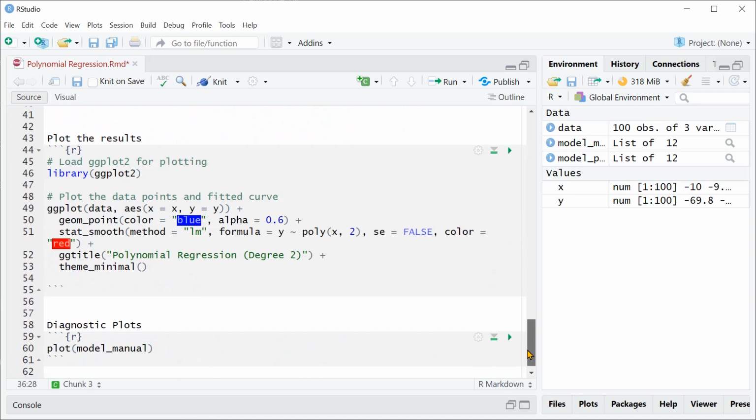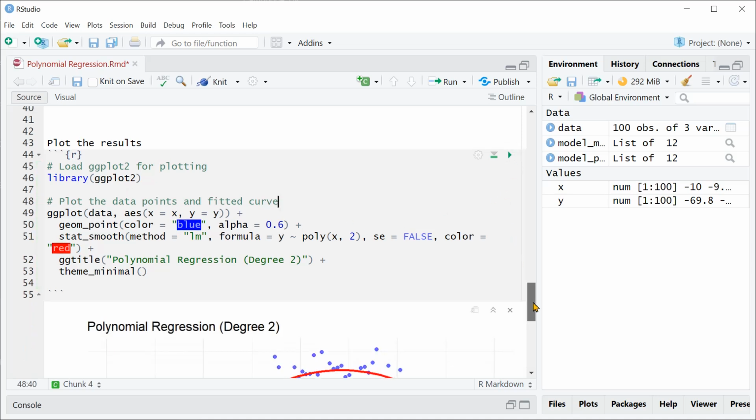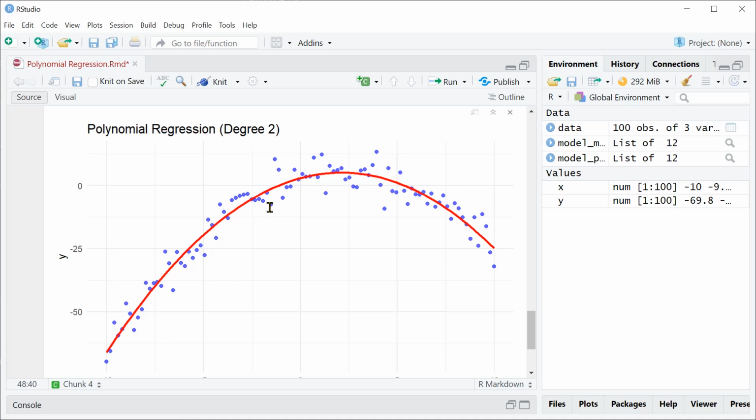We can also plot the results using ggplot2. Here we see the polynomial regression line, which is a quadratic curve.